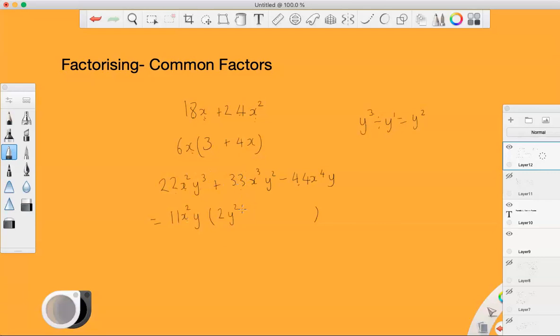Next term, 33 divided by 11 is 3. x cubed divided by x squared is just x. y cubed divided by y is y squared. Minus 44 divided by 11 is minus 4. And the x term is going to be x squared, and there's going to be no y term. So that is the factorisation for this expression here. I hope that makes sense.